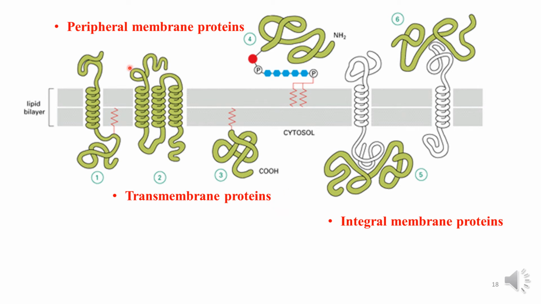So now you can see this is yet another example where this is a peripheral membrane protein, this is a transmembrane protein, this is spanning the membrane only once and this is spanning the membrane thrice. These are the peripheral membrane proteins, and these are the integral membrane proteins. This is also an integral membrane protein.